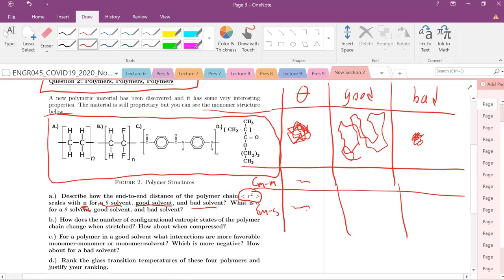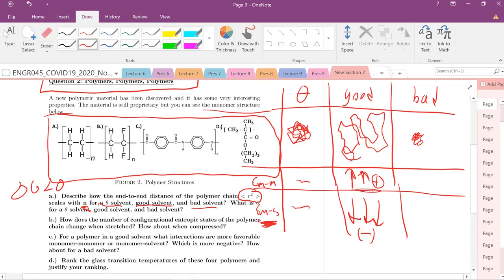Now, for a good solvent, we know that our monomers and solvent like each other. So we know that this interaction is going to be, in terms of energy, very large and negative. The magnitude is large and negative. Here, the monomer-monomer interactions are going to be large, but basically positive. Remember, we always want delta G to be less than 0. So for a good solvent, the monomer-solvent interactions dominate. They are large and negative. The monomers don't like each other, they want to move away from each other, so that interaction is positive.